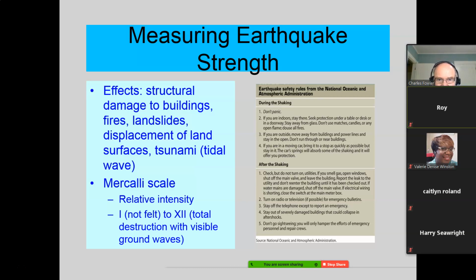Stay away from glass. I'm sitting right in front of windows here. I'd want to move back and get under that doorway, or maybe even better, get under a table somewhere else in a different room, but interior.